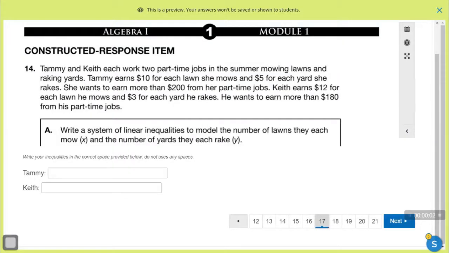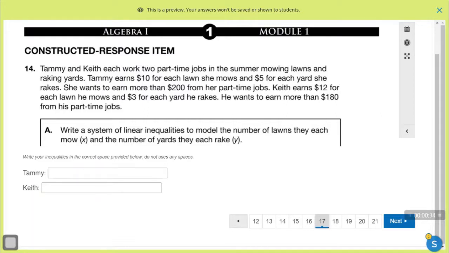All right, let's take a look at the next open-ended question for Module 1. It says, Tammy and Keith each worked at 2 part-time jobs in the summer mowing lawns and raking yards. Tammy earns $10 for each lawn she mows and $5 for each yard she rakes. She wants to earn more than $200 from her part-time jobs. Keith earns $12 for each lawn he mows and $3 for each yard he rakes. He wants to earn more than $180 from his part-time jobs.